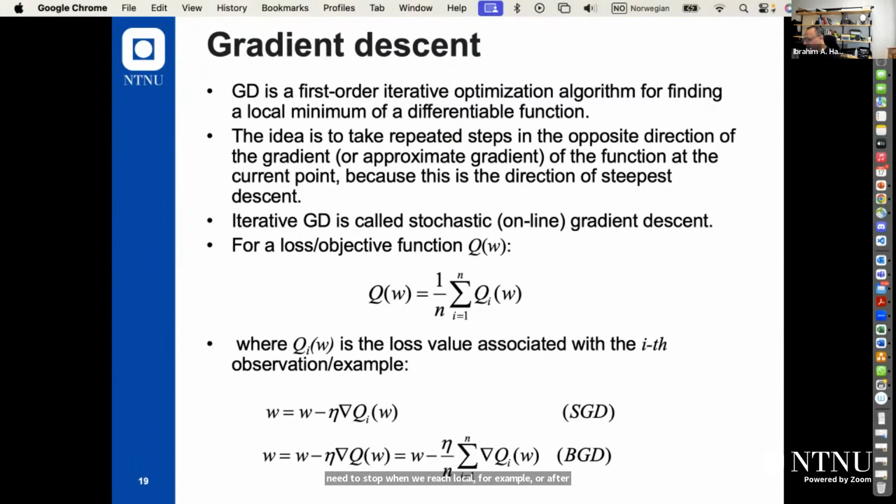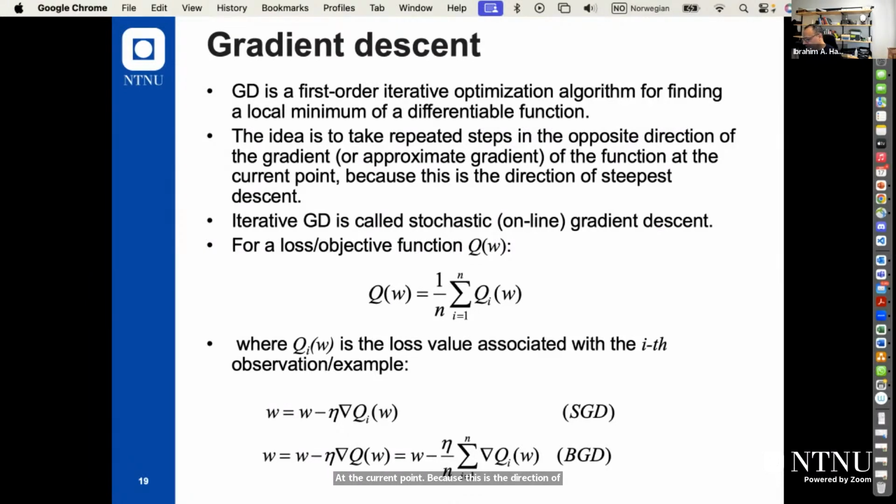And the idea here is to take repeated steps in the opposite direction of the gradient or the approximate gradient. Sometimes there is a function which does not have any gradient. So we can use the gradient or the approximate gradient of the function at the current point, because this is the direction of the steepest descent.